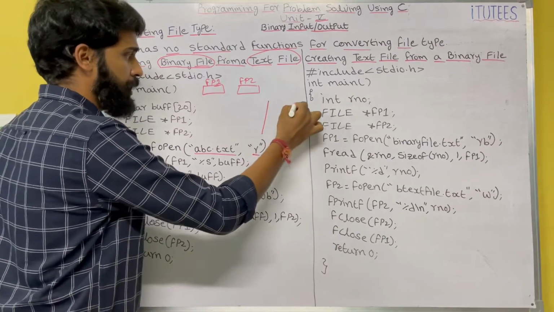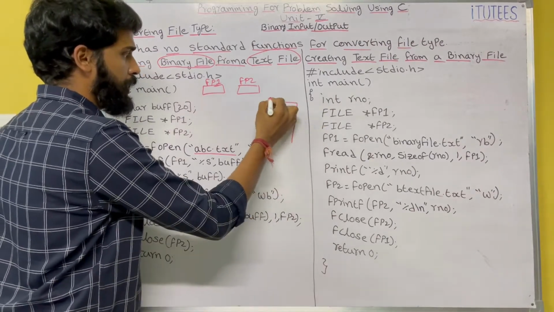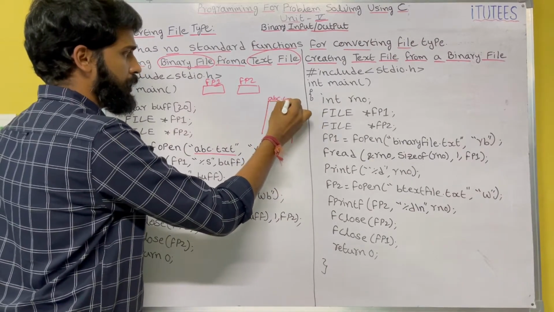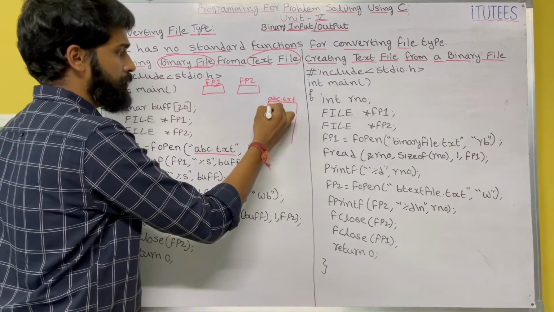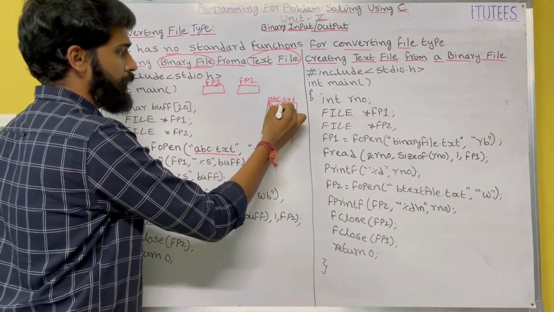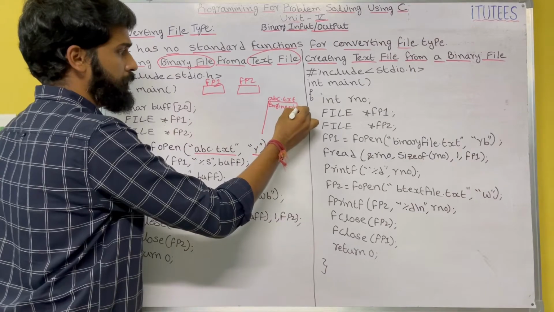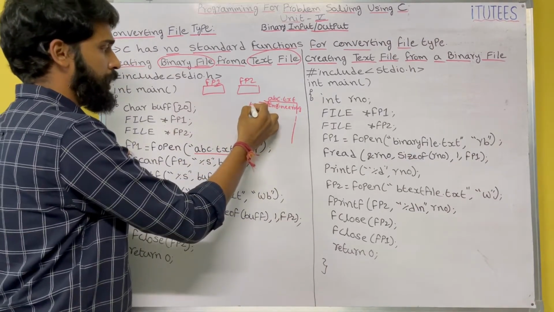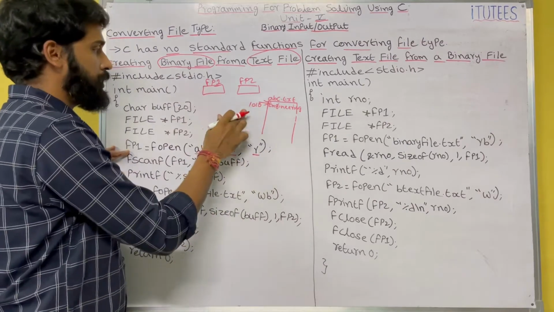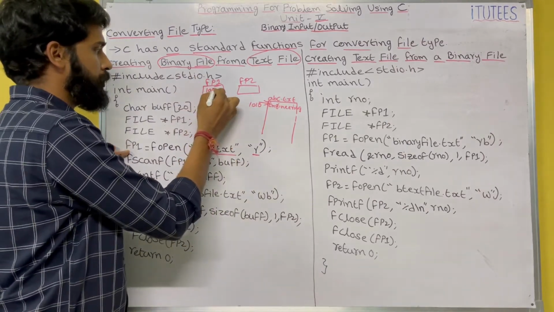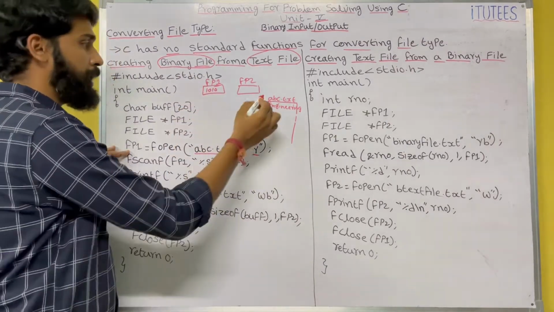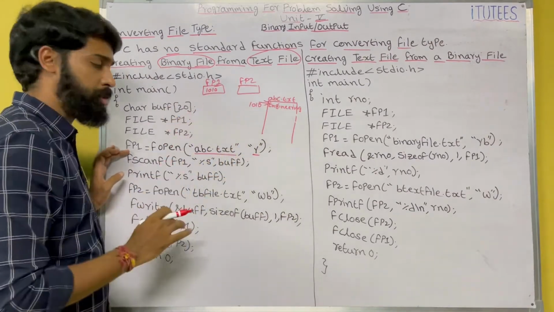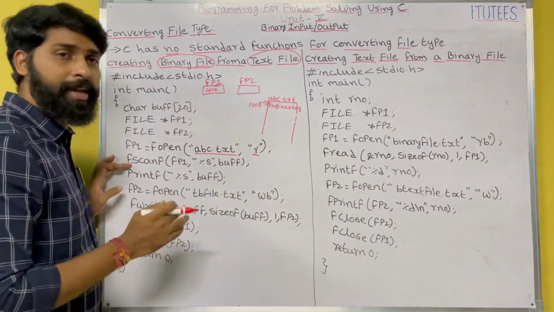For example, abc.txt contains the data engineering. Now let us assume the starting address is 1010, and that is assigned to fp1. Already abc.txt is in the hard disk. After that, fscanf.